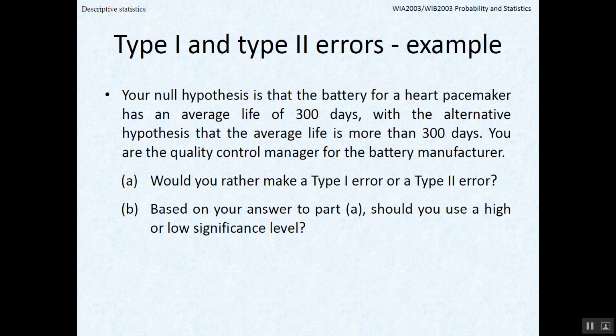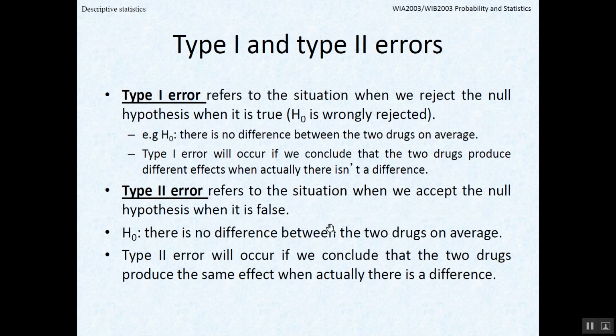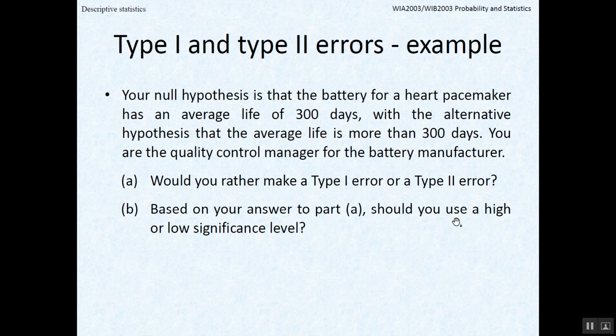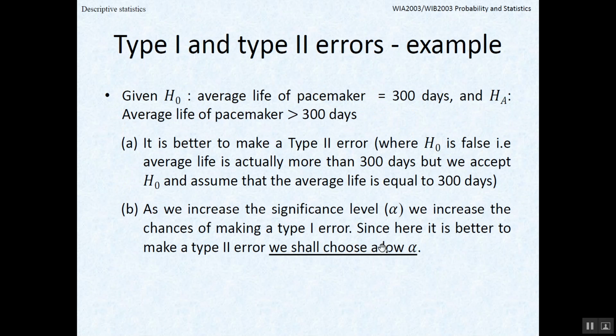So when you can afford to make type 2 error, what will you do? Type 2 error is when we accept the null hypothesis, right? So usually we accept the null hypothesis. You would rather make your significance level very, very low, right? So based on your answer to part A, should you use a high or low significance level? Okay, you had better use a low significance level, because if you use a high significance level, it is much easier to reject the null hypothesis, and you don't want that.